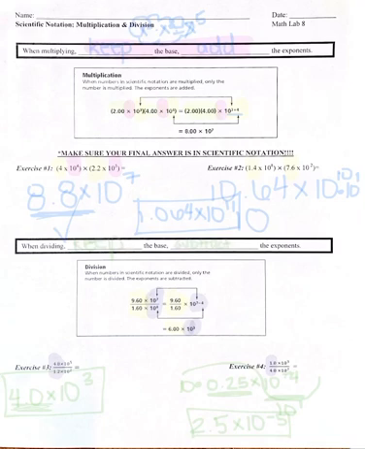Today we are going to focus on multiplying and dividing numbers written in scientific notation. So first we're going to think about multiplying regular exponents like we did earlier this month. When you're multiplying with exponents, you keep the base.